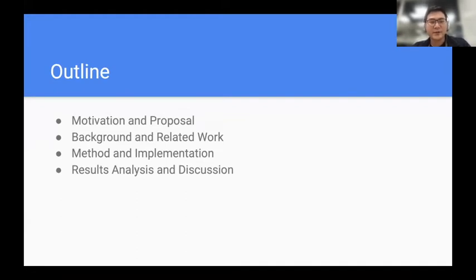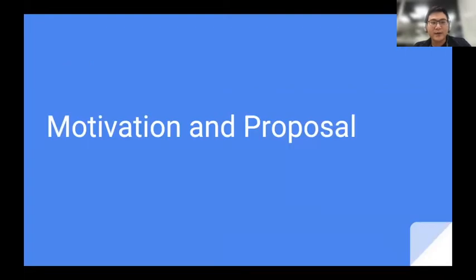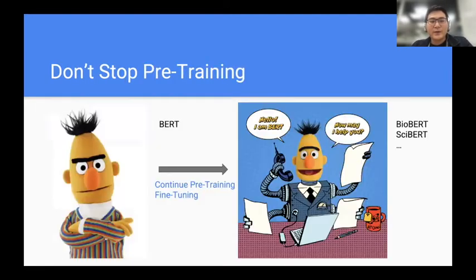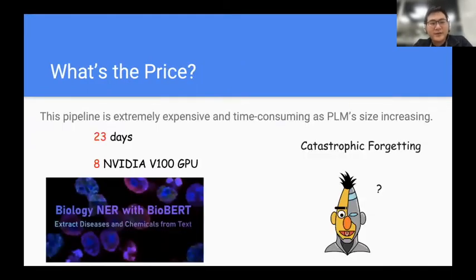Let me first begin with the motivation and proposal part. It is well known that the most effective way to achieve state-of-the-art performance for natural language tasks is to fine-tune or continue pre-training a pre-trained language model. When it comes to new requirements in new domains, all you need to do is continue pre-training or fine-tuning BERT parameters on the domain-specific data sets. So what's the price?